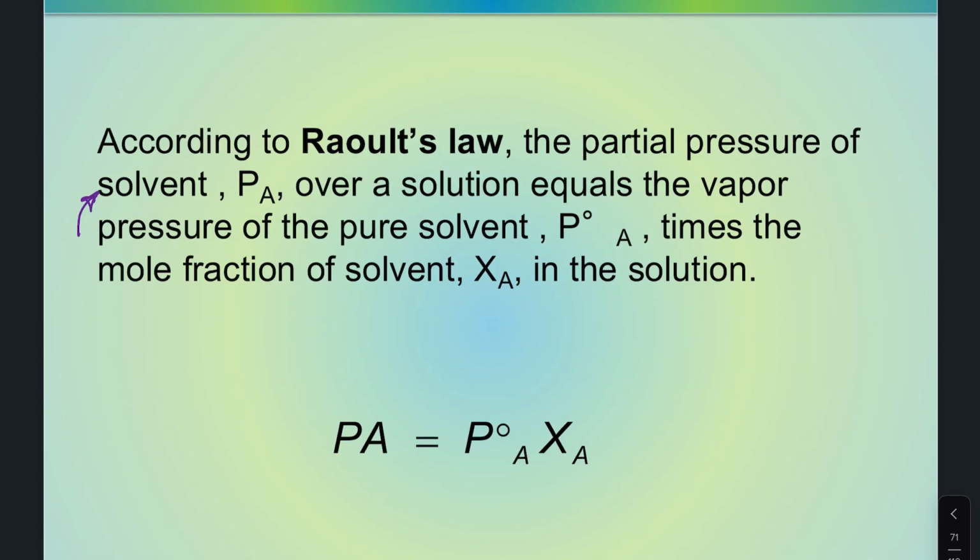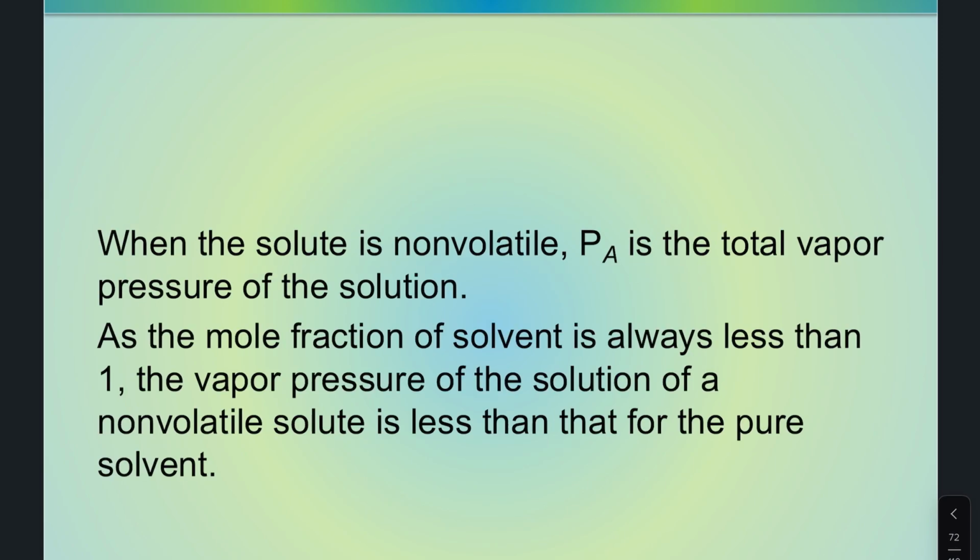The partial pressure of a solvent, Pa, going over a solution equals the vapor pressure of the pure solvent times the mole fraction. So if we know what the mole fraction is of a solution, and we know what the solvent's pressure is without anything else in it, we multiply those together and we will get the vapor pressure, the Pa of the solution.